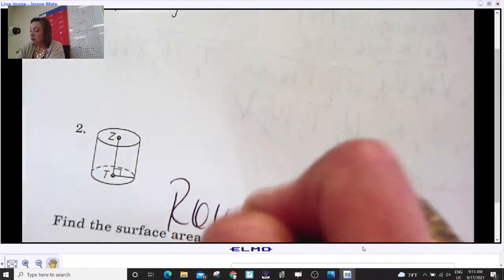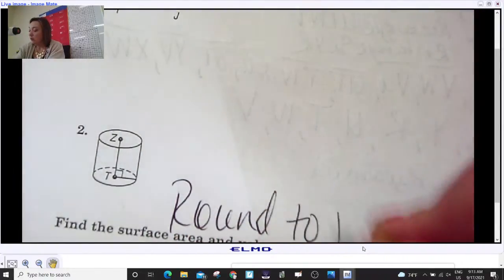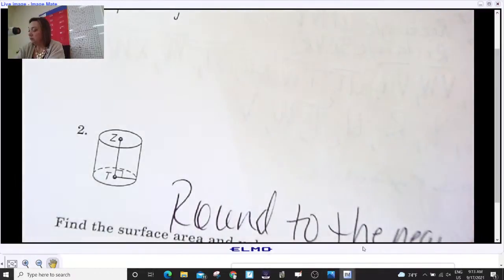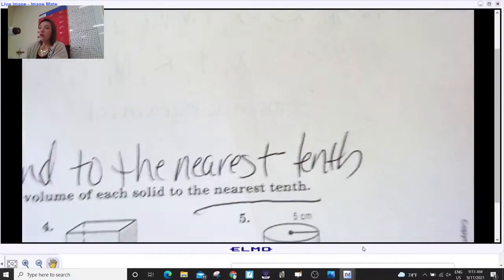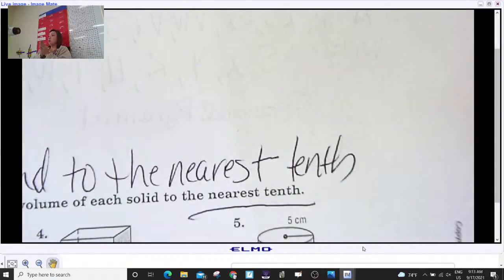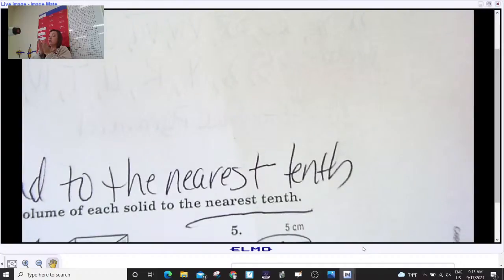As always, round to the nearest tenth. I didn't even need to write that because it's written right there. Round to the nearest tenth. No space between your numbers and your units. And you have to have your units or it's not going to be counted right. Okay? And I'm not going back and correcting them because y'all didn't put it in there. You don't type it in right, it's going to be counted wrong.